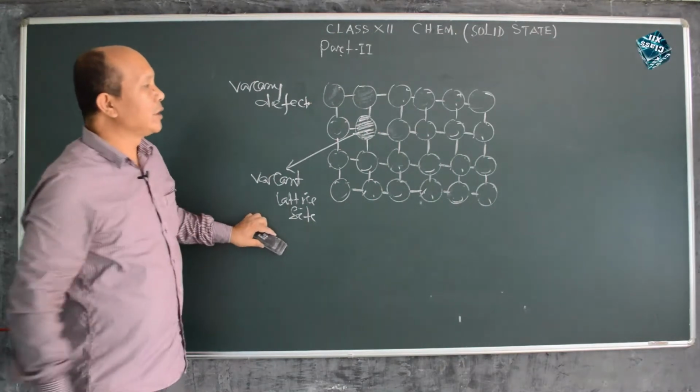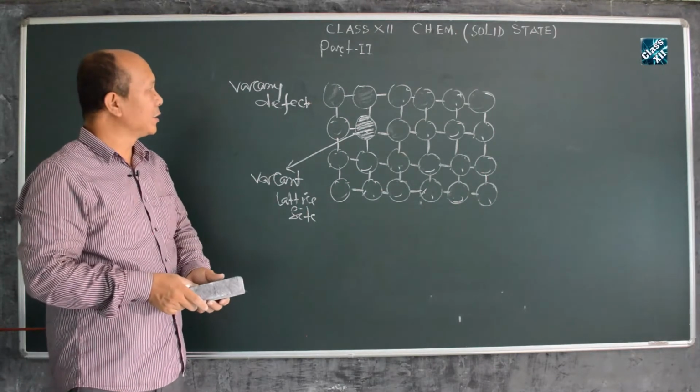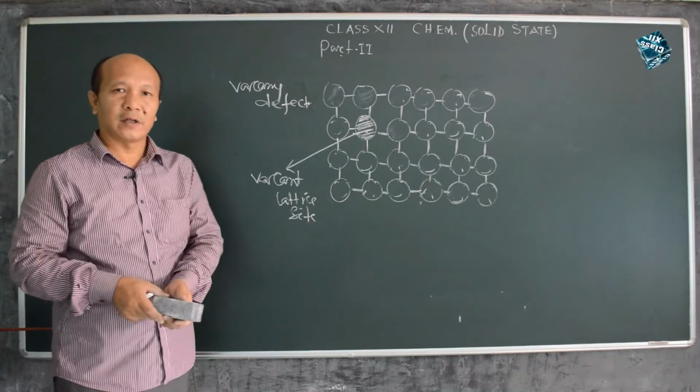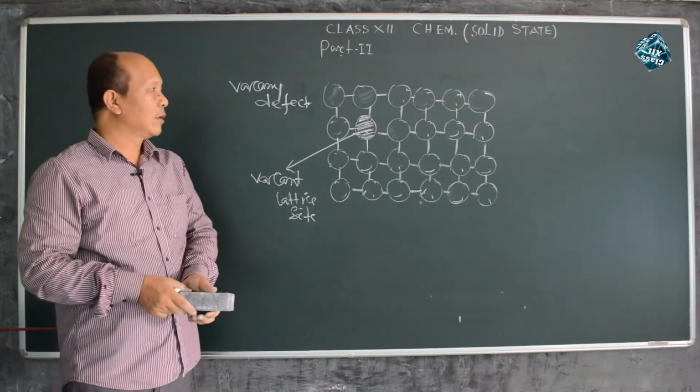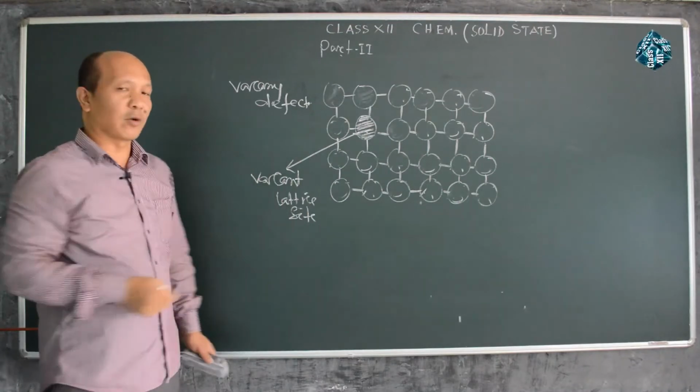That means the defect occurs in a homogeneous way. The vacancy defect is also known as a thermodynamic defect. Now, after the defect occurs, let us see the consequences.